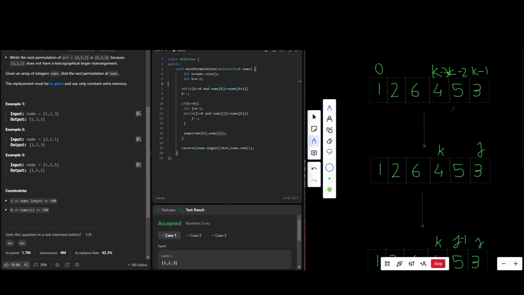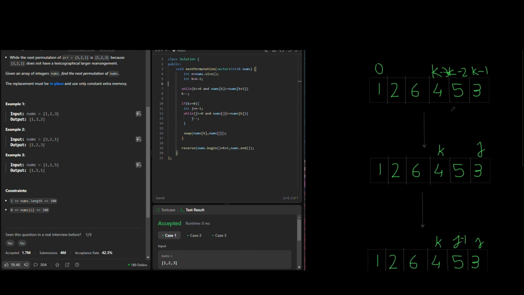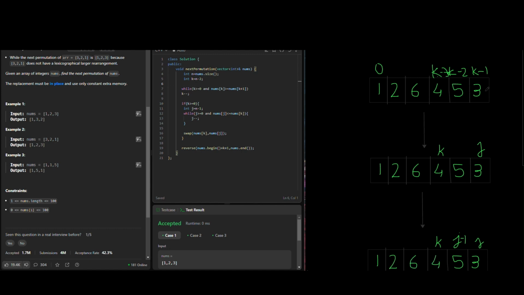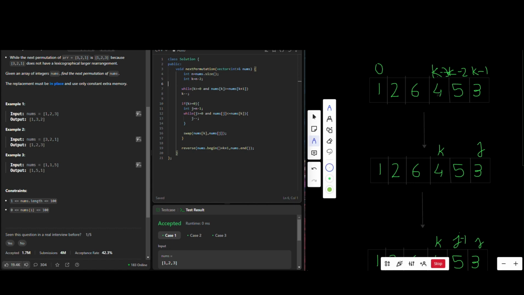Because if our kth position is greater than k plus 1, let's say 5 is greater than 3, then there is no point in considering the right part or even the fifth index, because we cannot do anything with the right portion, which is 3. We can't swap it with 5 because it will lead to an even smaller permutation. So we are looking for a number which is smaller than its next right index. Here you can see 5 is greater than 3, so there's no point in looking into it.